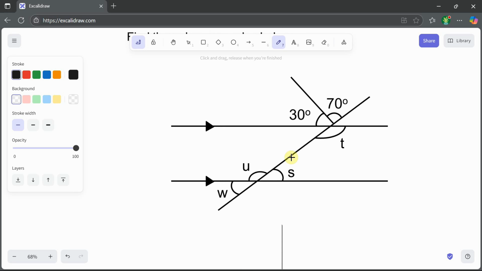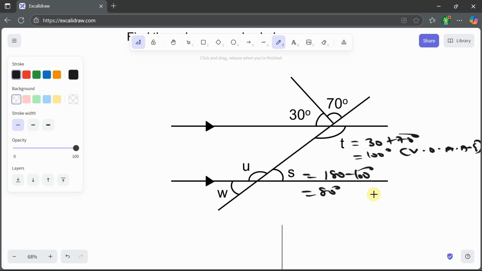When I see this, the first thing I see is an X. So T is equal to 30 plus 70 degrees, because of vertically opposite angles are equal, this 100 degrees. If this is T and this is S, our S here would be equal to 180 minus 100 degrees, and that'll give me 80 degrees. Can anybody tell me why? Great, because co-interior angles sum up to 180 degrees.